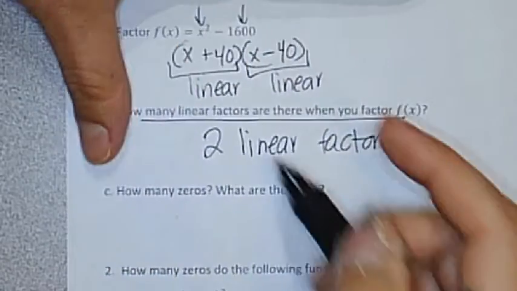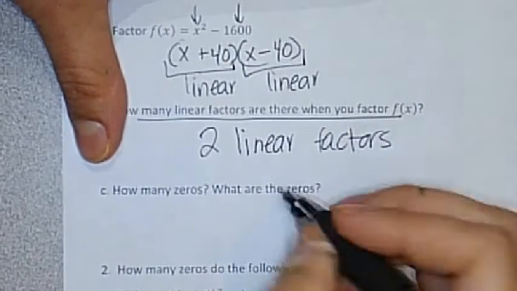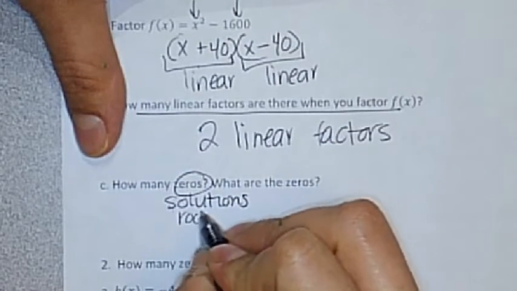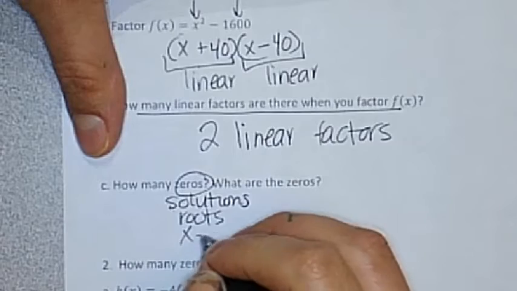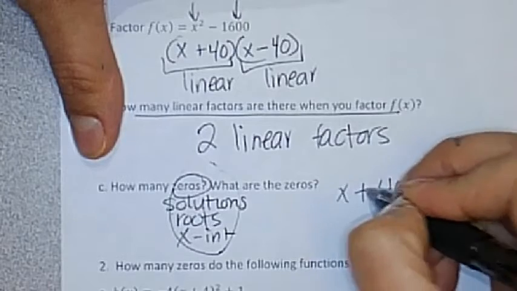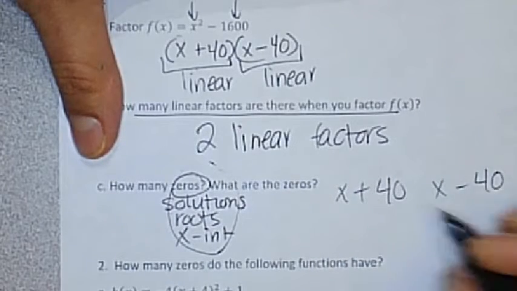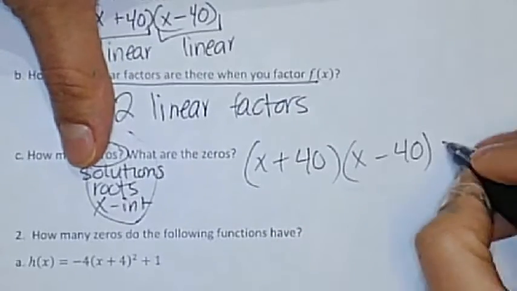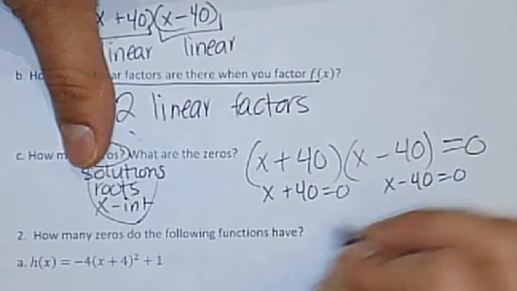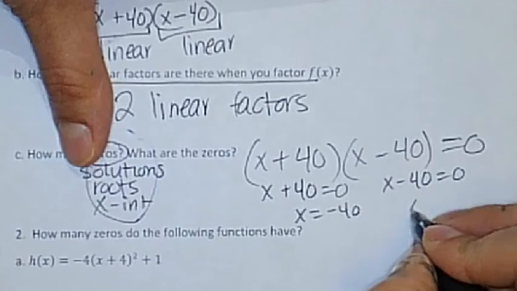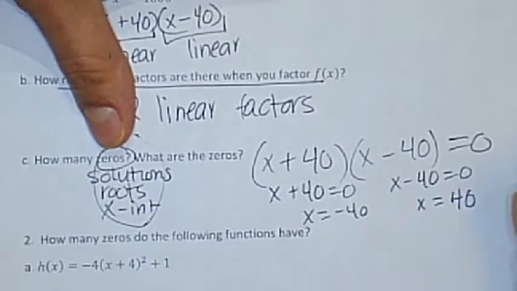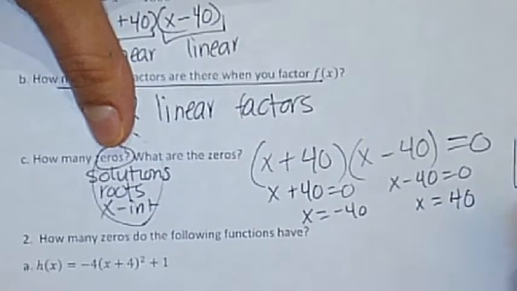How many zeros? So I already factored it, and I can actually solve. Remember that zeros mean solutions. So when you solve for x, they mean roots. Okay, they mean x-intercept. So all of these are interchangeable. So I already have the factors, kind of like the rocket problem that we did when we were factoring to solve. And each, I'm going to set to 0 and solve. So this one would be x equals negative 40, and then x equals positive 40. So how many zeros did I get? 2. 2 zeros. Okay?